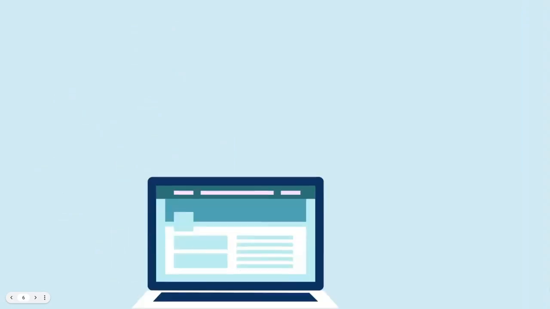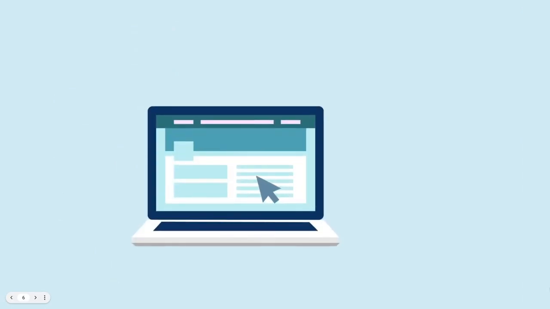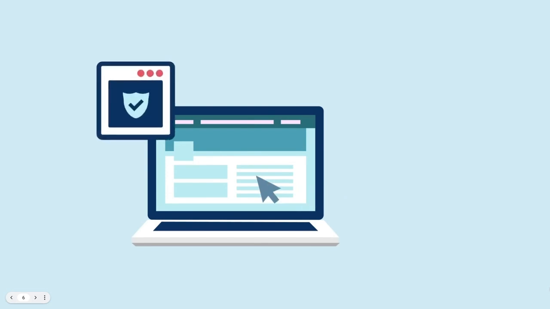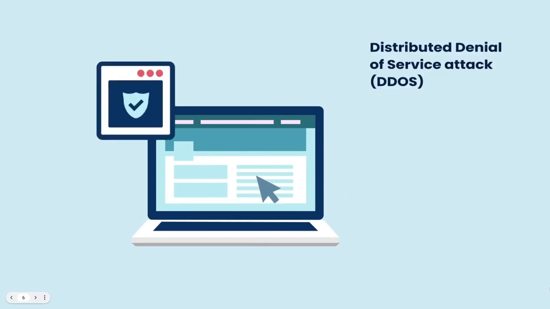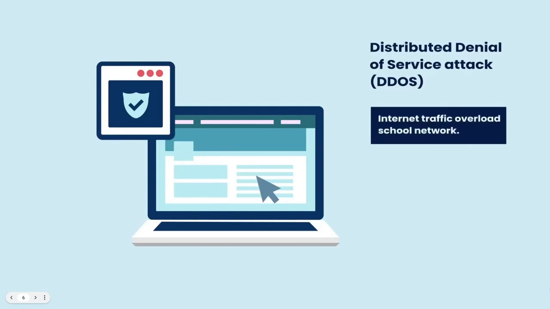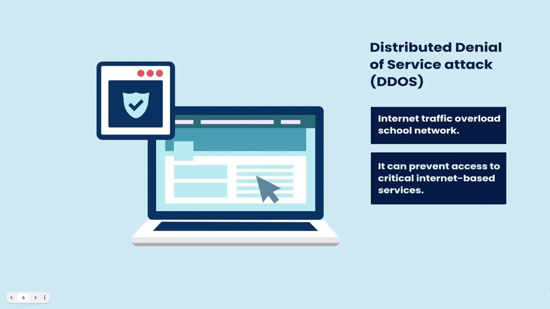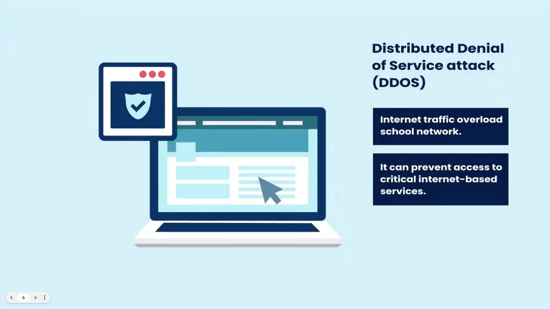There are many websites that offer services to help attack networks and websites for a small fee. This may be in the form of a distributed denial of service attack, where lots of internet traffic is deliberately aimed at the school to overload its network. This can be very disruptive, leading to IT outages lasting for hours. Although it doesn't delete or change information on the school's network, a distributed denial of service attack can prevent access to critical internet-based services.